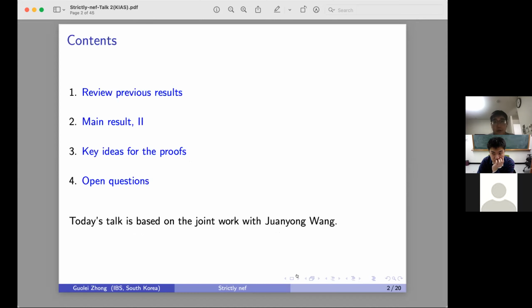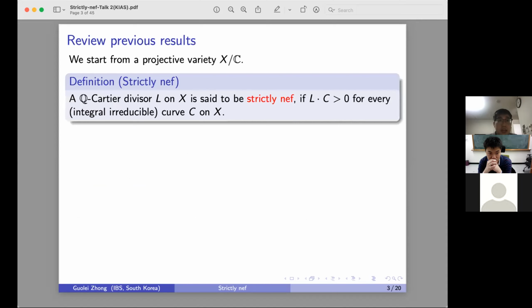Okay, so first we still review some previous results, and then I will state our second main result, and after that I will introduce some key ideas for the proofs, and finally I also ask some open questions. Today's talk is based on joint work with Zhong Wang. We still start from a projective variety X over the complex numbers C. A Q-Cartier divisor L is said to be strict nav if it has positive intersection with every integral irreducible curve.